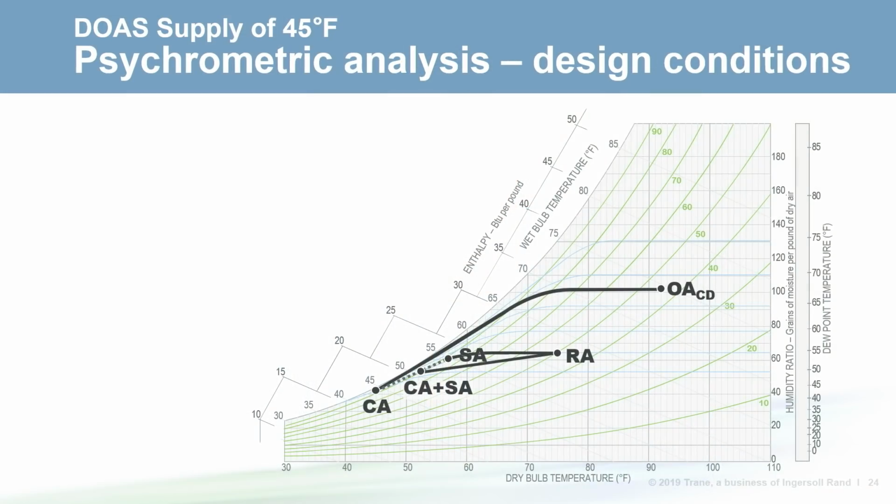What's the effect of supplying even drier air to the conference room? If we supply colder, drier air from the dedicated outdoor air system, the terminal unit will have less dehumidification duty, which results in better space humidity control. Here's the very same conference room example, but this time we're going to supply 45 degree ventilation air into the space. Space relative humidity is maintained slightly below 50% at 75 degrees.